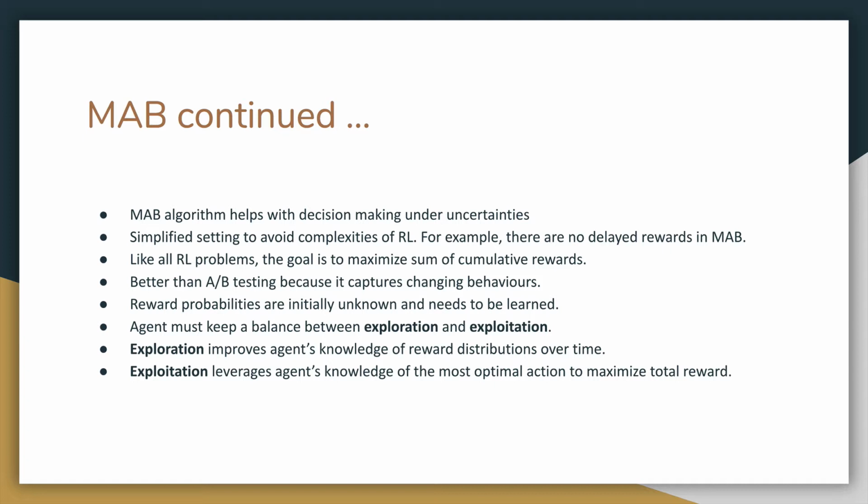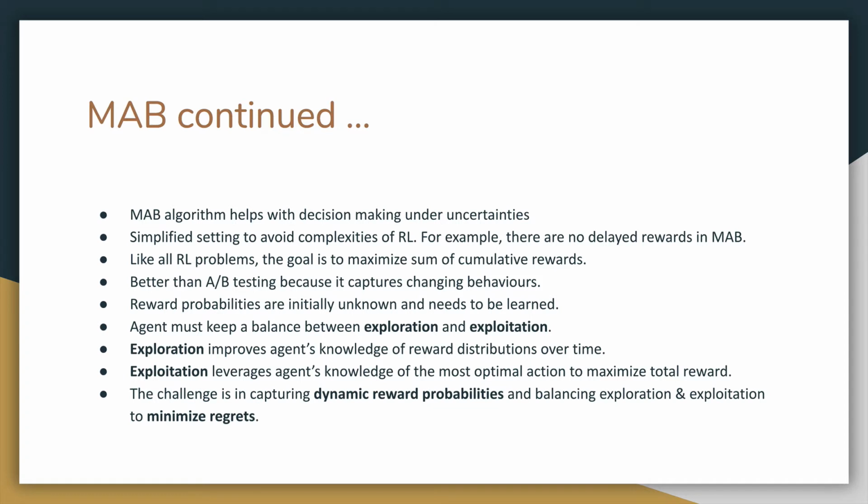Okay, so the exploitation step involves the agent leveraging its knowledge of the most optimal action to maximize the total reward. So, what this means is that once the agent has played these random actions enough to learn the reward distribution or the reward probabilities of each of these actions, or the slot in the case of the casino, then the agent decides to exploit more. And exploiting means it is going to go ahead and choose the most optimal action often so that it will get a lot of rewards at the end of the day.